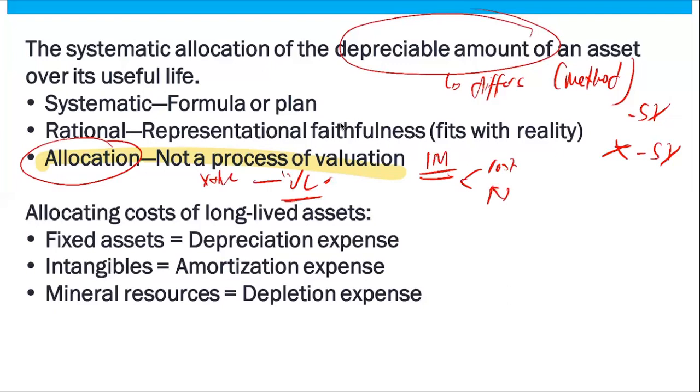So what do we call the allocation of your costs for your long-lived assets? For your fixed assets, particularly your PAS 16, we call it your depreciation expense. For intangibles, we call it amortization expense. For mineral resources, we call it your depletion expense. This is for your wasting assets. So fixed asset and wasting asset is part of our topic, but intangibles is for your IA2.